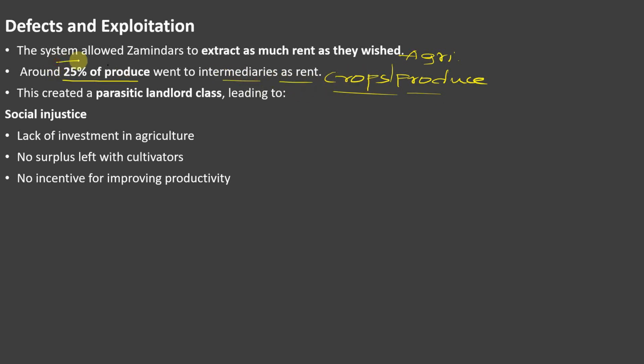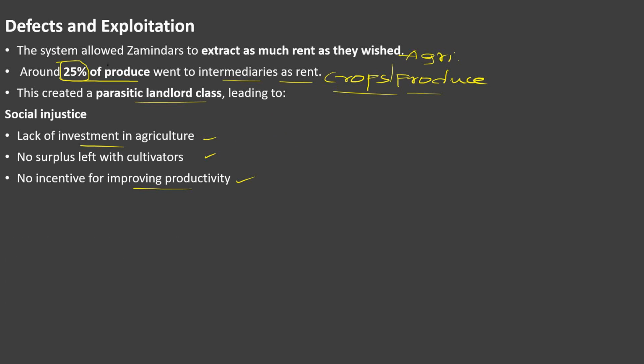So around 25% of that produce is given to the intermediaries, which created a parasitic landlord class, leading to social injustice, lack of investment in agriculture, no surplus left to the cultivators, and no incentives for improving the productivity. So 25% was given to the intermediaries, and the farmers were left with no surplus, which led to the lack of investment in agriculture, and there were no incentives for improving the productivity. This all led to the downfall of agriculture.